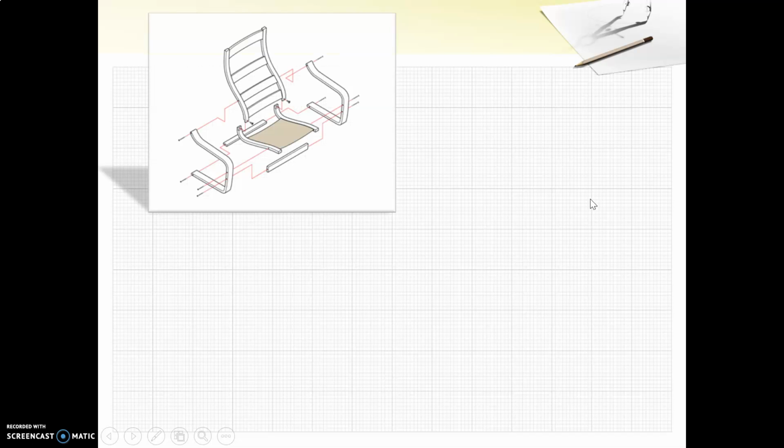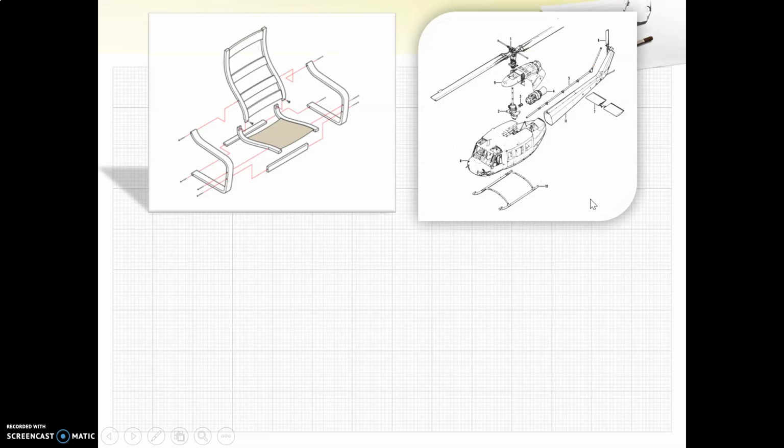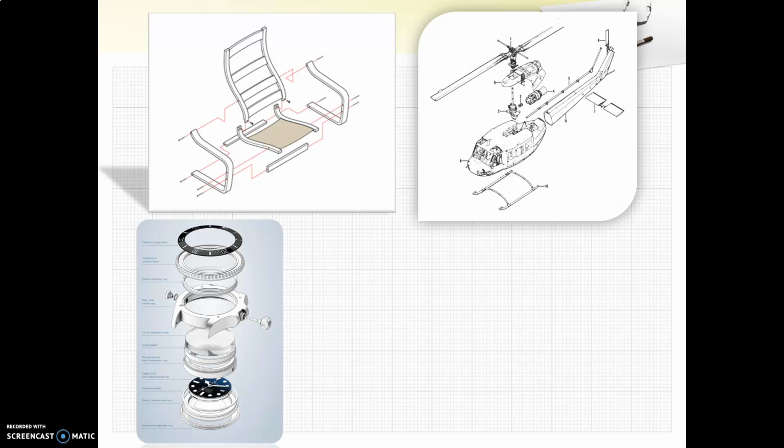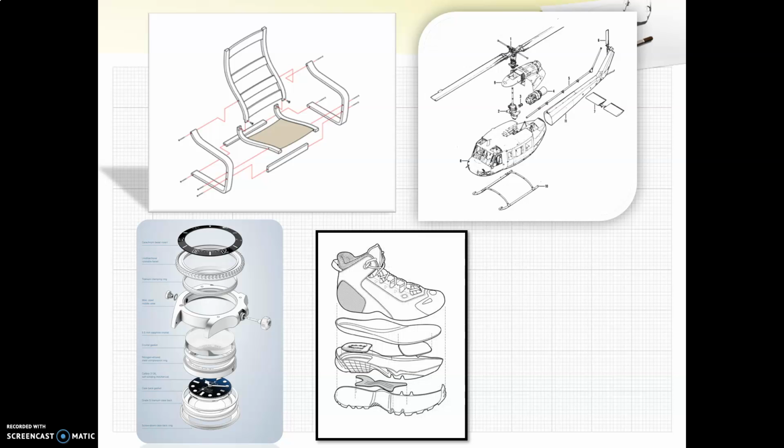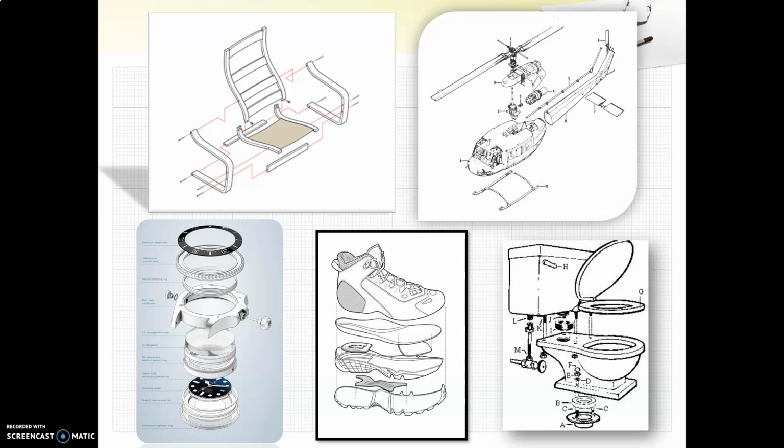So whether it's flat pack furniture or kits like this helicopter or ships or tanks, to engineering products like this well-designed watch or these trainers, or even just a bog standard toilet, the exploded diagrams are used everywhere. They're really, really useful.